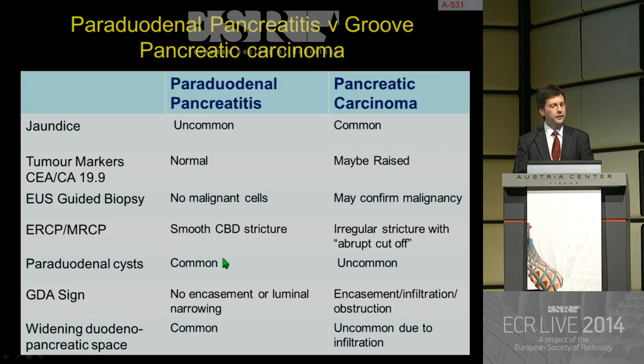Paraduodenal cysts are common in paraduodenal pancreatitis, but there are two important signs to mention here. The GDA sign: if you think about it, because paraduodenal pancreatitis is a sheet-like infiltration of inflammatory cells, you get widening of the paraduodenal space. However, carcinoma is going to infiltrate in a different morphology, and therefore you're going to get encasement or infiltration of the gastroduodenal artery. In addition, because of this infiltration with the carcinoma, we're not going to get widening of the paraduodenal space. It's going to remain narrowed in most cases, with the infiltration going around in a different morphology.